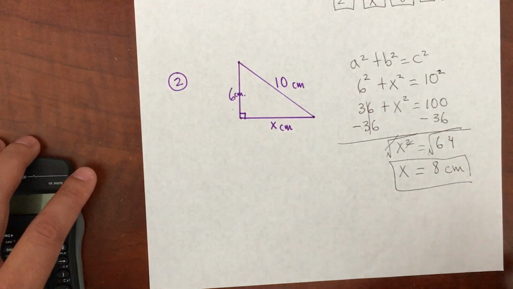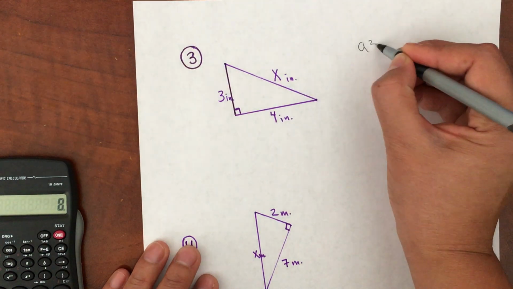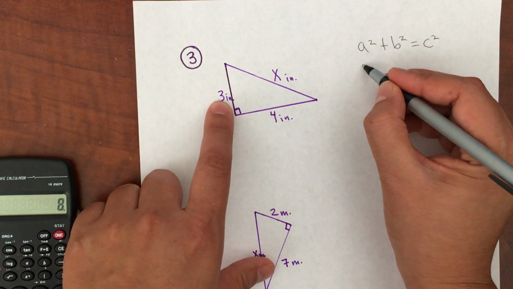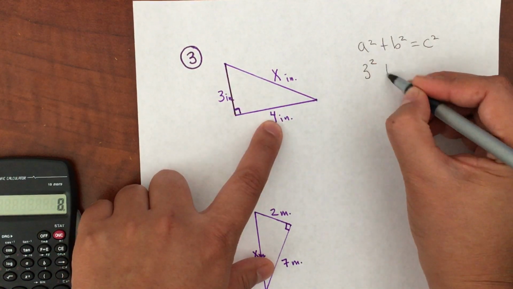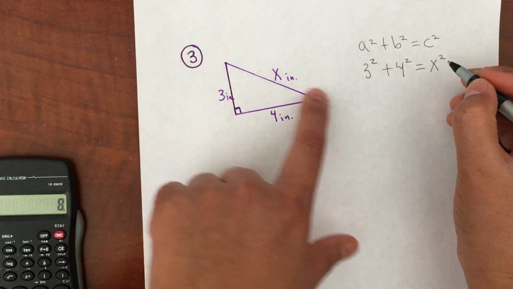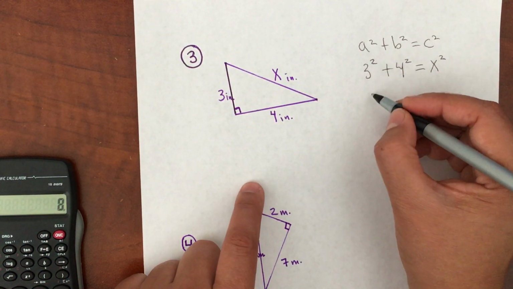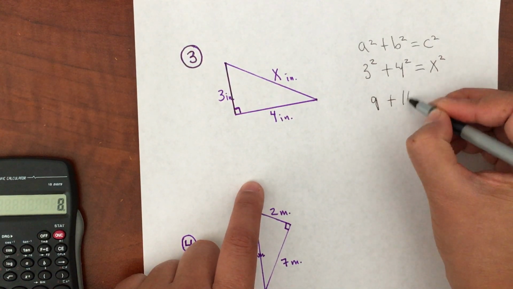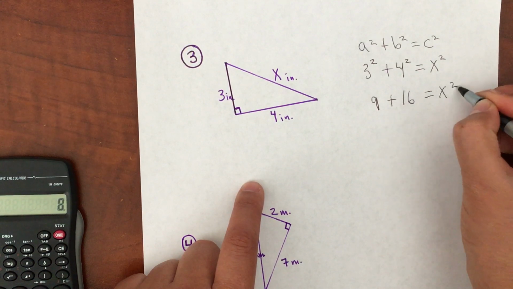Okay, since this is kind of review, I think I'm going to go a little bit faster. So a squared plus b squared equals c squared. So it's 3 squared plus 4 squared equals x squared. Hypotenuse is always c. 3 squared is 9, because 3 times 3 is 9. 4 times 4 is 16, equals x squared.